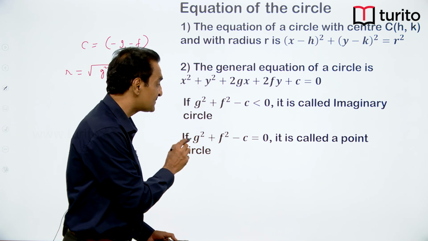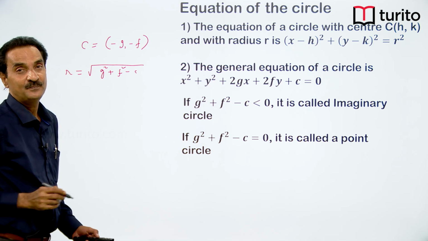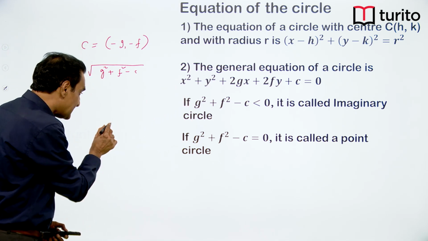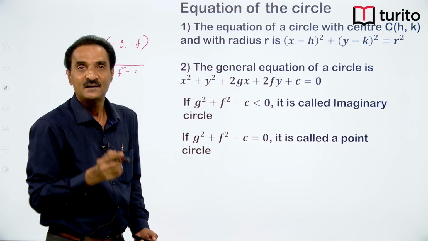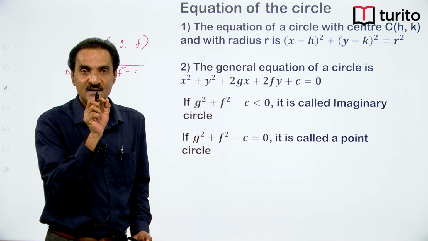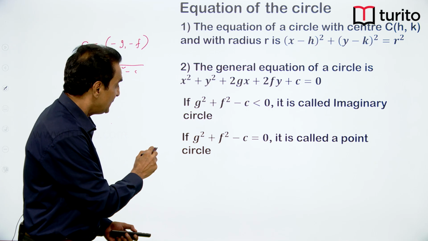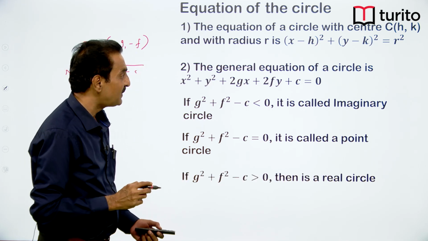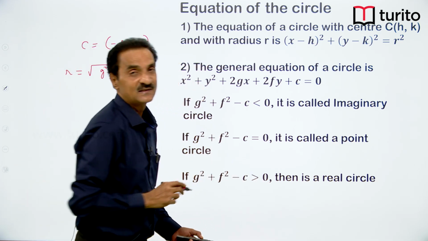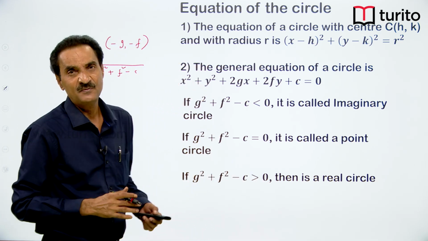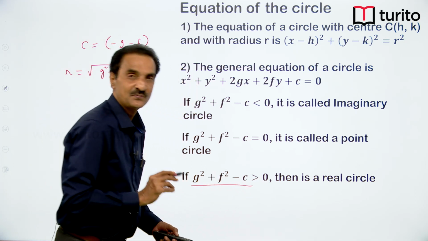If g square plus f square minus c is equal to 0, then the radius of the circle will be 0. Then the circle has a center and radius is 0. Then it is called a point circle. The point is considered as a circle if the equation is in this form. If g square plus f square minus c is greater than 0, then it is a real circle. Now, in this chapter we are going to deal with only real circles. So, every time this condition will be satisfied.